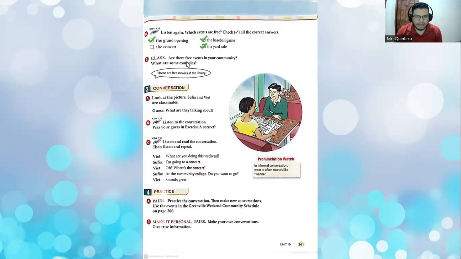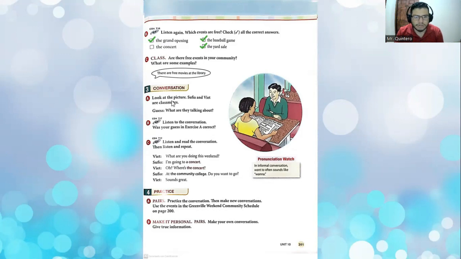Are these free events in your community? What are some examples? For example, there are free movies at the library. We have free events at the field. We have free events at the park. En el parque tenemos eventos gratis, etc.